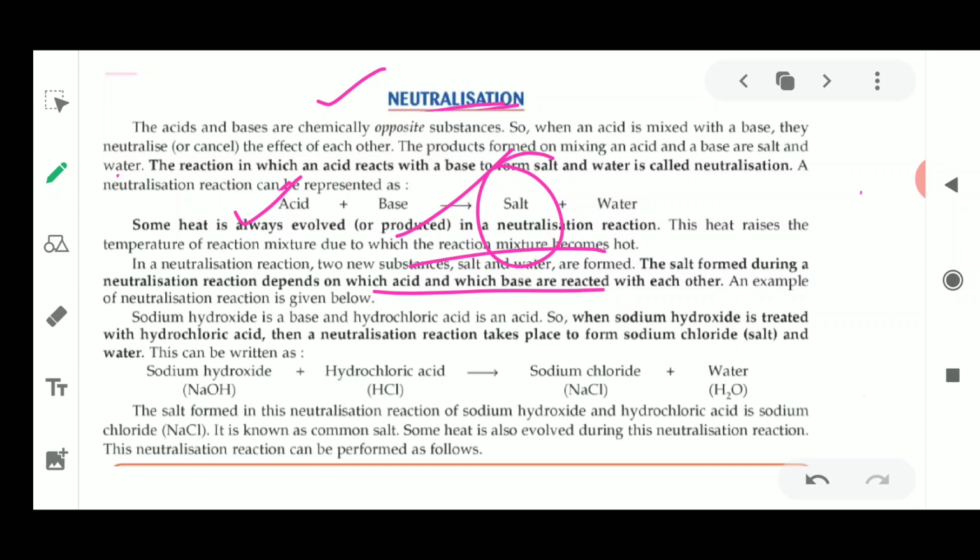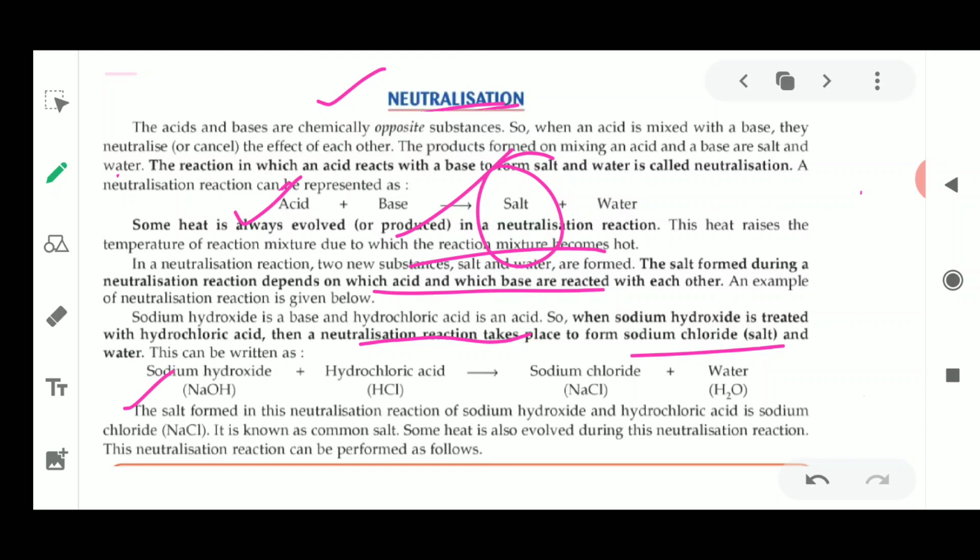Now first we go on to an example of such a neutralization reaction. Sodium hydroxide is a base, and hydrochloric acid is an acid. When sodium hydroxide is treated with hydrochloric acid, a neutralization reaction takes place to form sodium chloride, which is a salt, and water is formed.